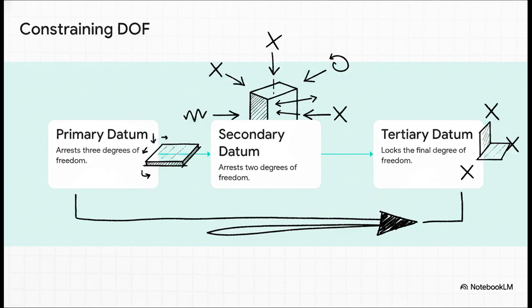Think of a drone flying around. It can go up and down, left and right, forward and backwards, and it can pitch, yaw, and roll. To machine or measure a part accurately, we literally have to lock all of that down. We do it using a functional hierarchy.